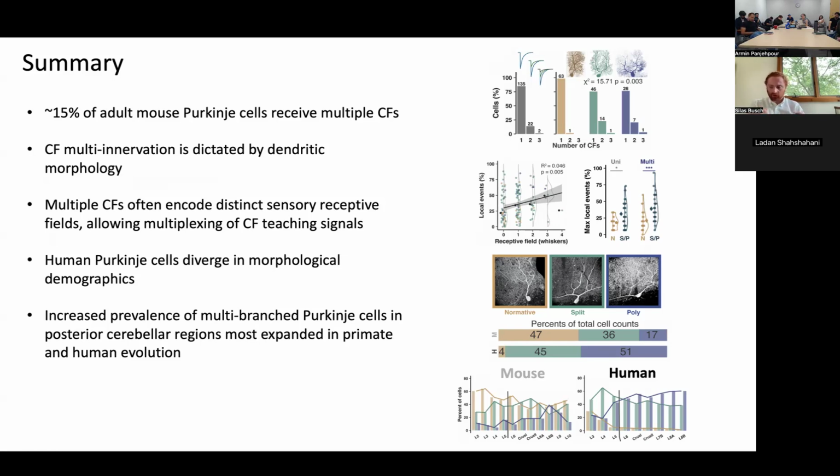Of course, a lot of features of the complex spike are dependent on the axon, so it's not based on the climbing fiber per se. But so there could be some different representation there. Yeah.